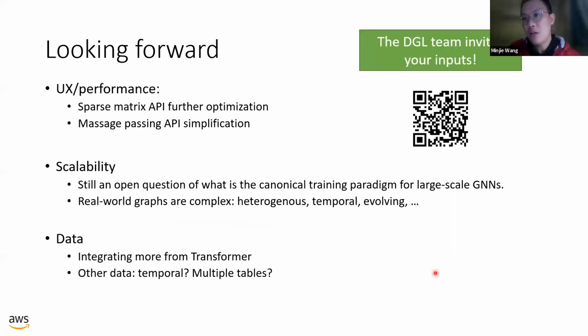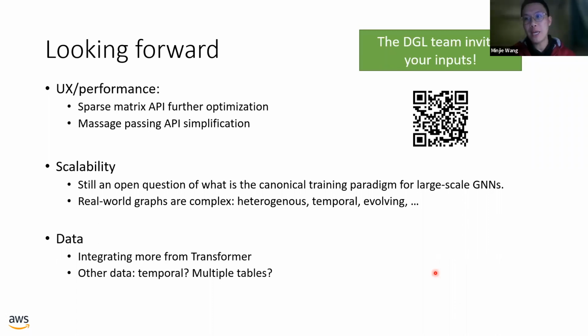All right, looking forward, I will do some conclusion. First of all, DGL is an open source package, and we serve you, the research community. So we want to enhance our user experience and performance. For example, for the Sparse Matrix API, if you have any requests, let us know. For the message passing API, we also plan to simplify it to make it easier to use. And on scalability, there is still an open question of what the canonical training paradigm is for large scale GNNs.